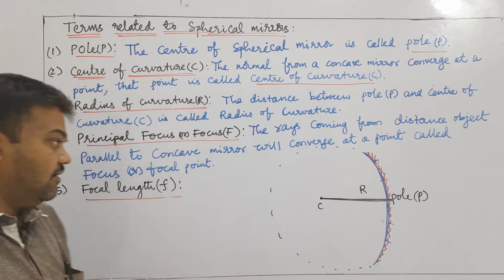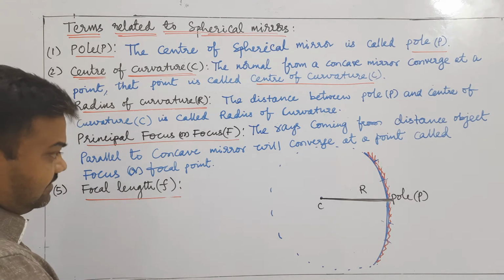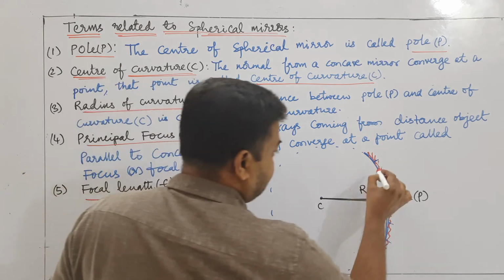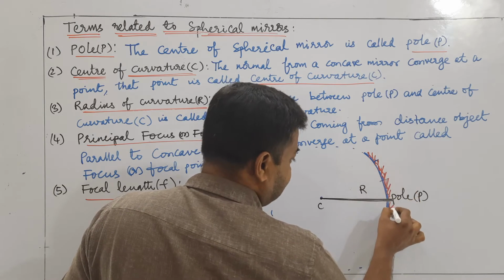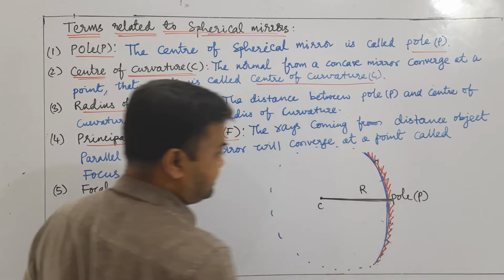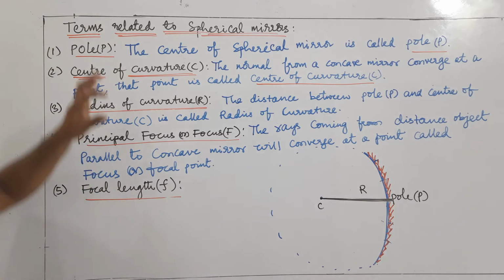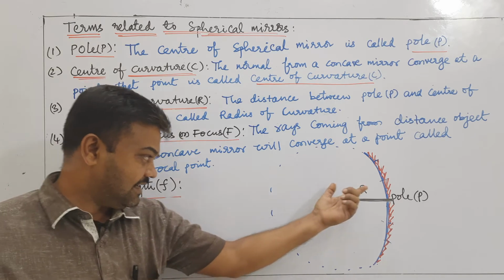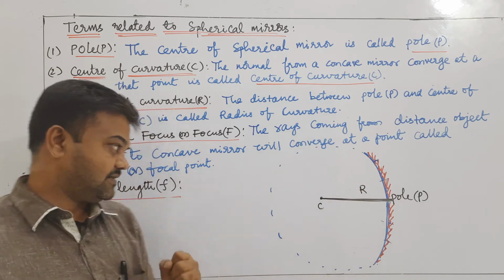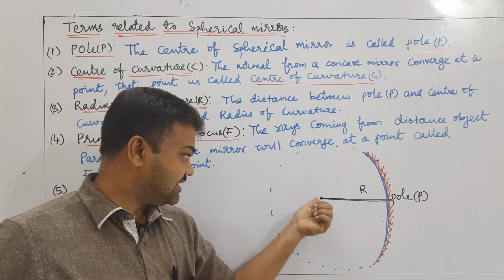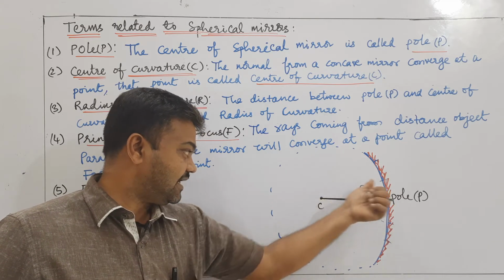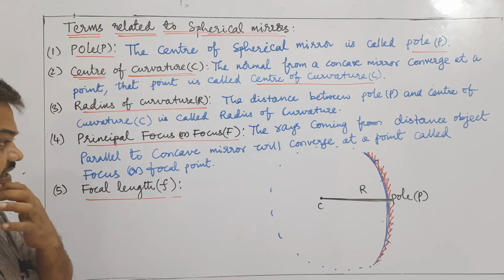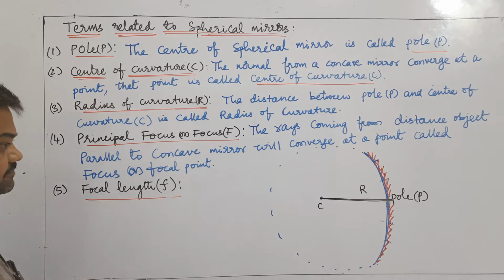Or another definition, what is the basic definition? Radius of curvature is also the radius of a sphere of which the mirror is a part. Like we discussed for center of curvature, radius of curvature can also be defined as the radius of a sphere of which the mirror is a part, or the distance between C and P. What is the next definition? Another definition we can also explain here.